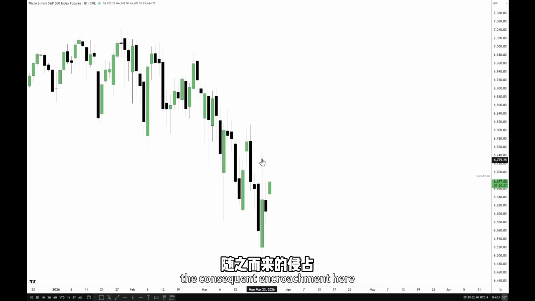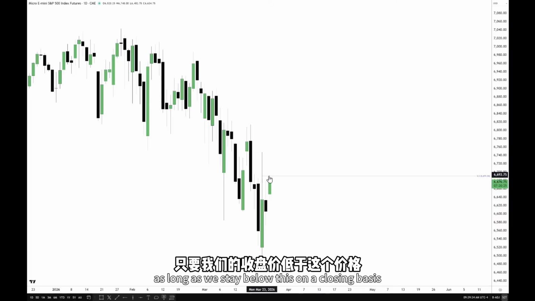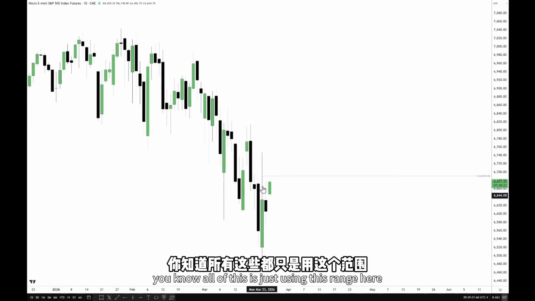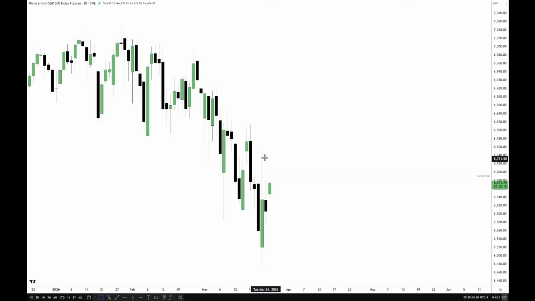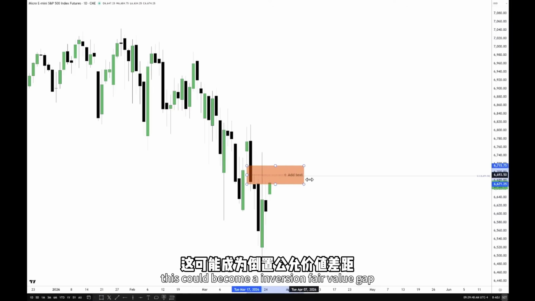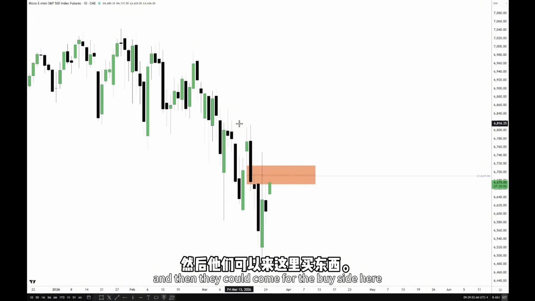The consequent encroachment here, as long as we stay below this on a closing basis, all of this is just using this range here. Now, watch. If we trade higher, if I'm wrong, and they want to send it higher, this could become an inversion fair value gap, and then they could come for the buy side here.